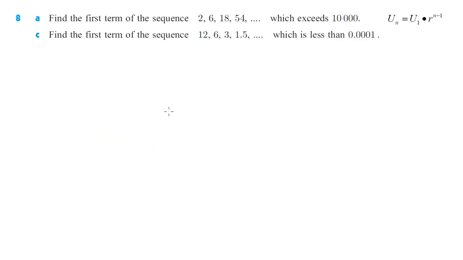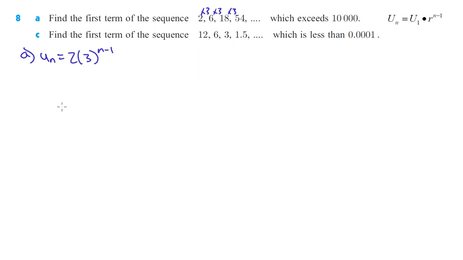We've got number 8. Find the first term of the sequence which exceeds 10,000. So for A, the first thing we're going to want to do is figure out what the general term formula is for this here. So if it's geometric, 2 times 3 is 6, 6 times 3 is 18, 18 times 3 is 54. So we know our general term formula is going to be the first term, which is 2, all times the rate, which we just figured out is 3, to the n minus 1. Okay, so that's the general formula for this here.